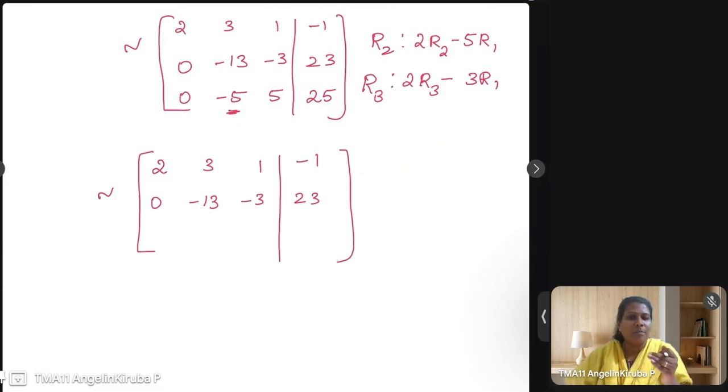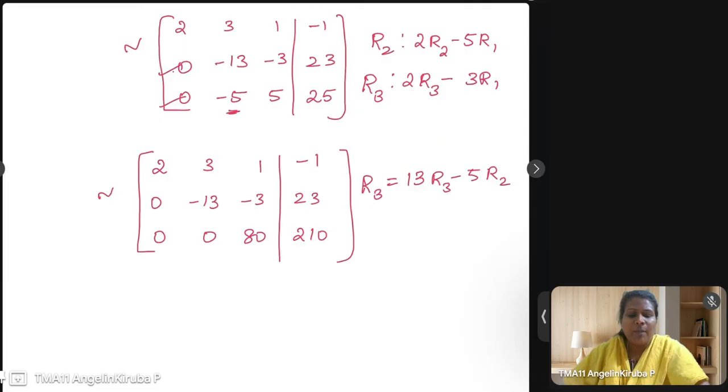The zeros we already have should not be affected. Whatever transformation we do, that should not affect that 0. We already have two zeros here, and we have to work in such a way that the 0 is not affected. So the only possibility is we can do it only with R3 and R2 here. So R3 is equal to 13 times R3 minus 5 times R2. Okay. So this is 0. This will become 0. This is 80 and this is 210.